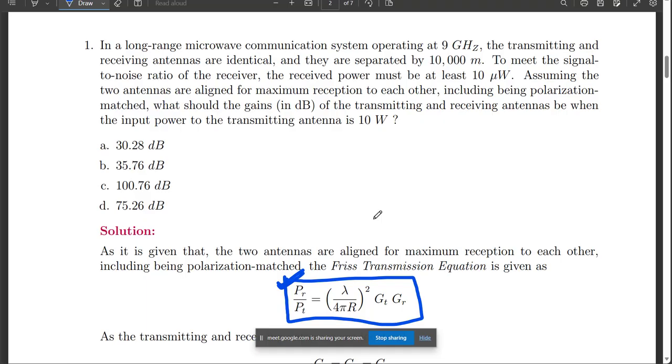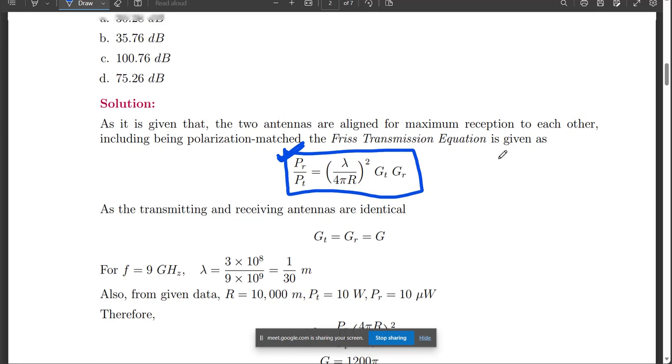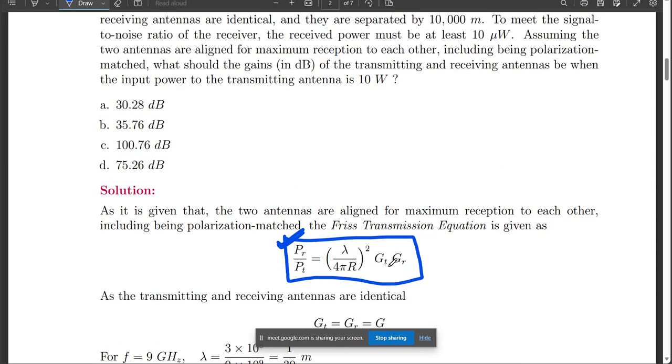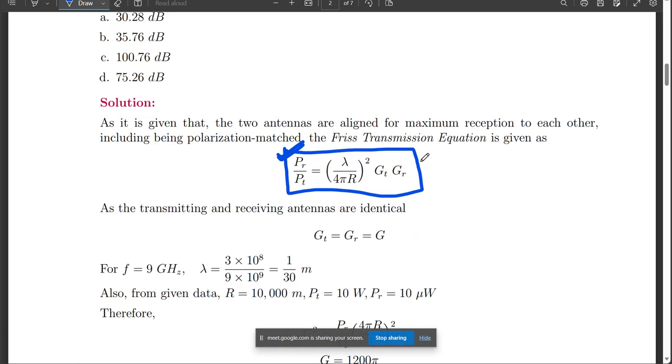Guys, were you able to solve? Was there any doubt you have for this question? Okay. So as I told you, this is the Friis transmission equation that you can use to find out the gain of transmitting and receiving antenna. So here, since transmitting and receiving antennas are identical, the gain will be same, right? Both their gain will be same.